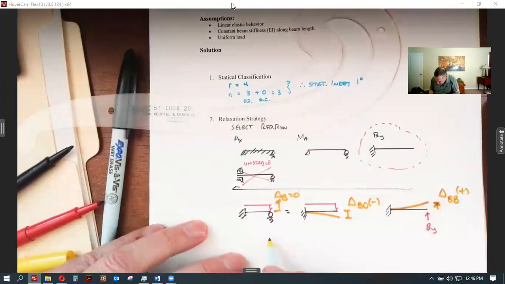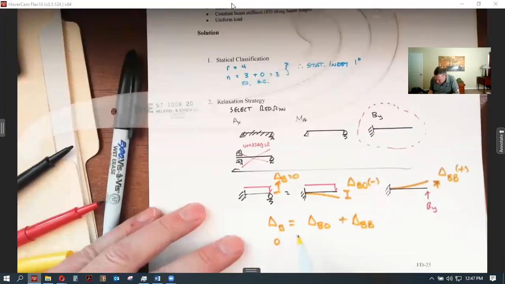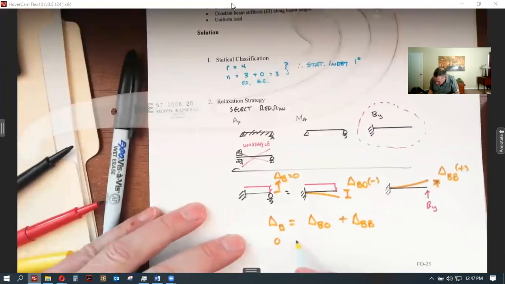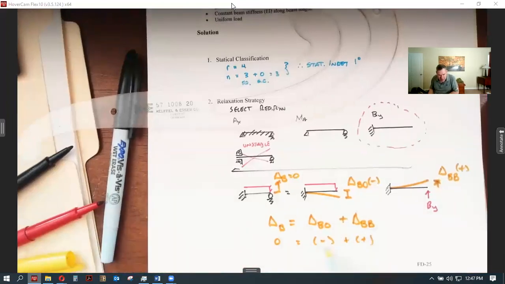And the superposition is that in the original, these two parts must add up to the original. And since we had 0 for the original, and the second one was negative, and the other one is shown as positive, then we'll be able to have these two balance each other, right?